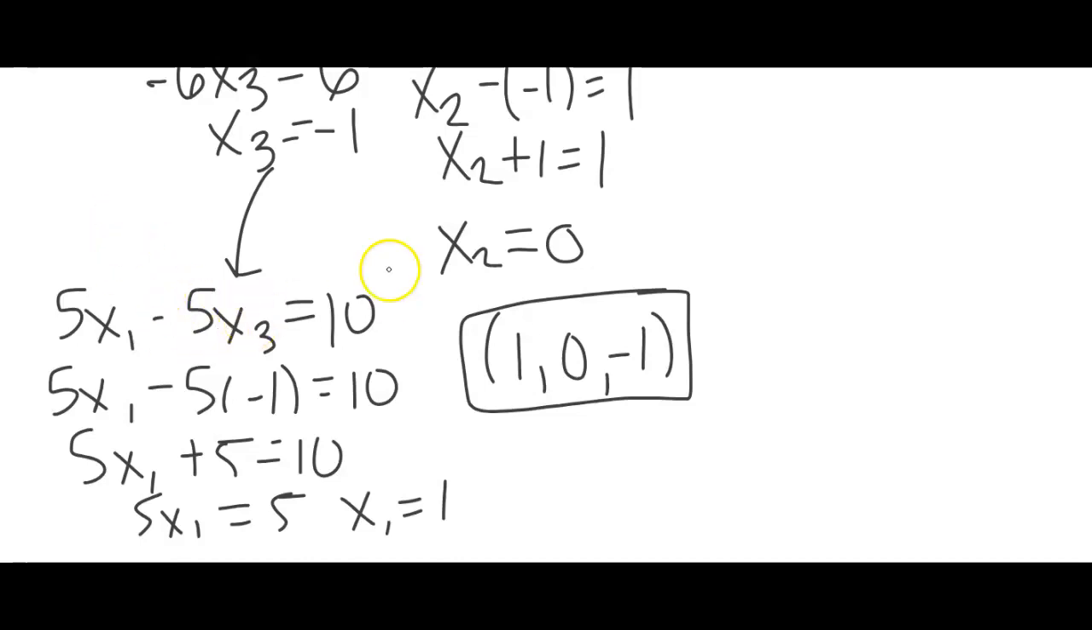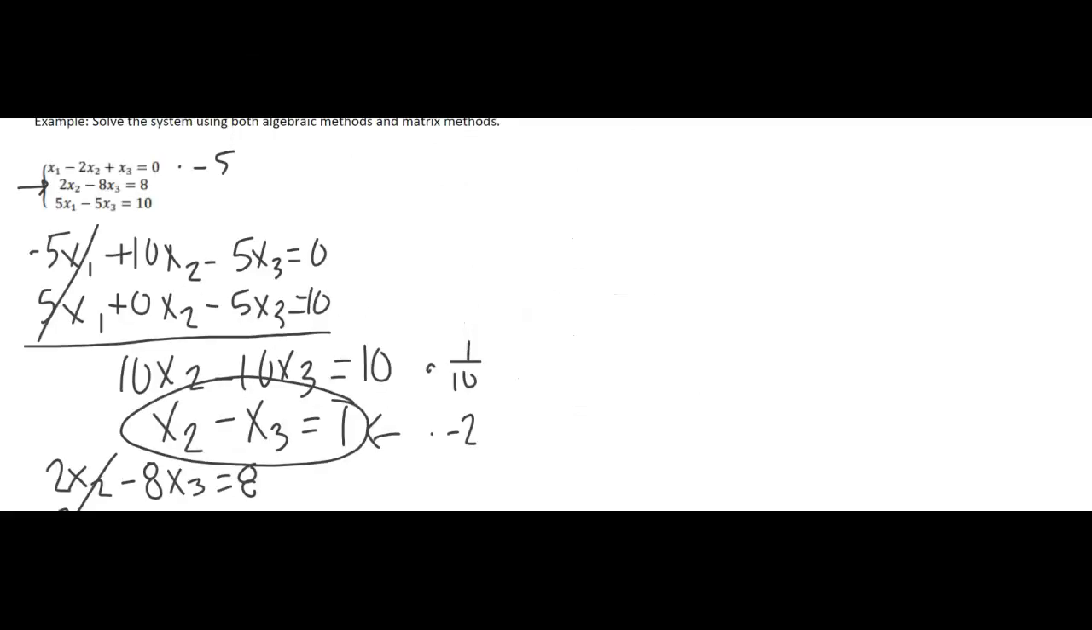All right, now let's do this exact same system of equations, but we're going to use a matrix instead and use elementary row operations. Coming back up here to the top, I'm going to write this as 1, -2, 1, and I'm going to augment this with 0, 0, 2, -8, and 8, and then 5, 0, -5, and 10.